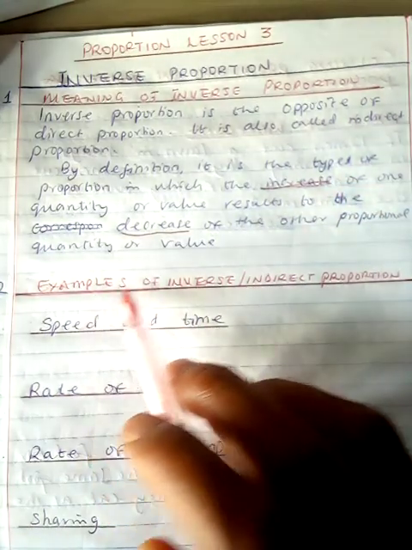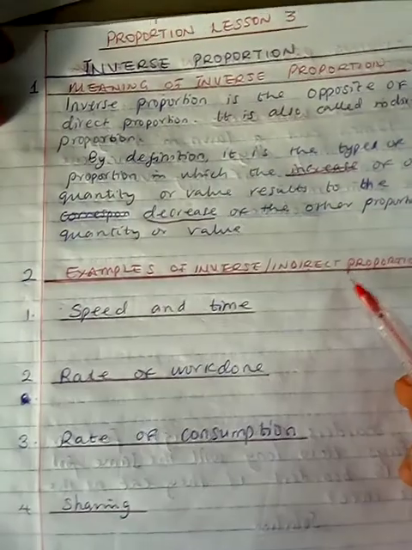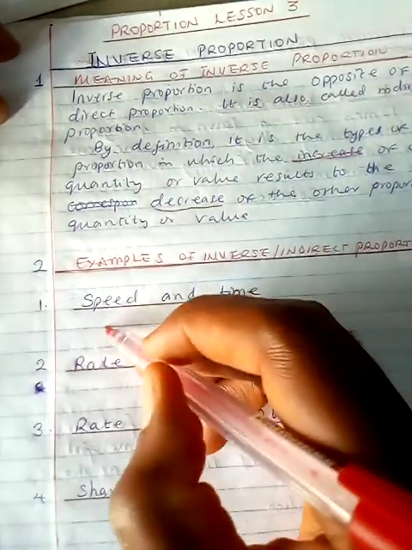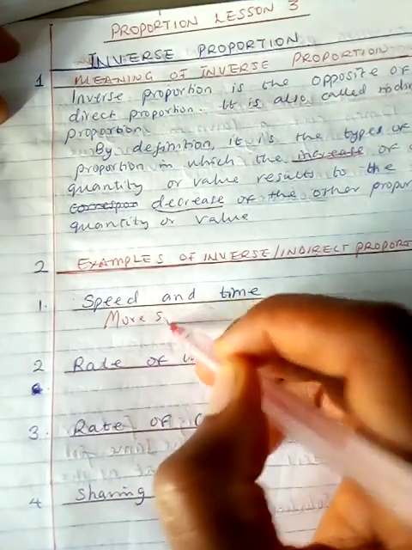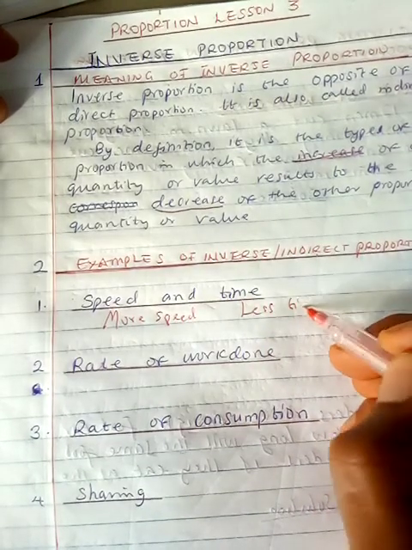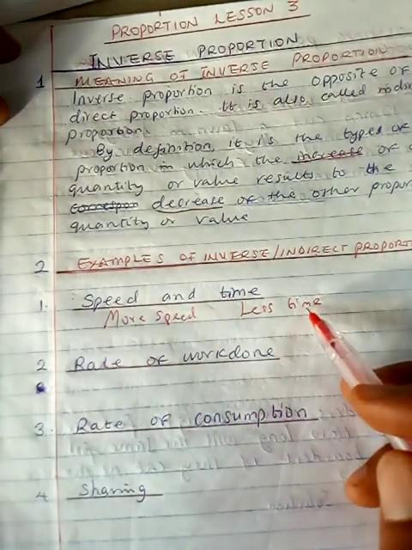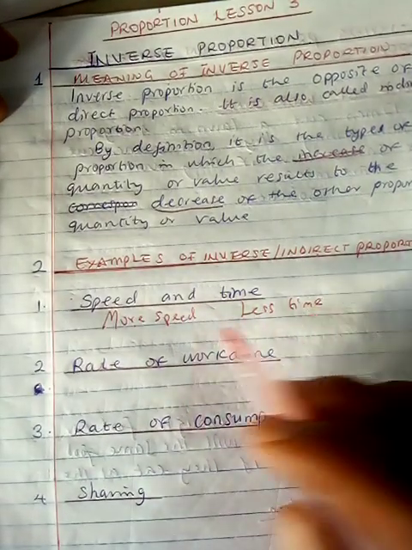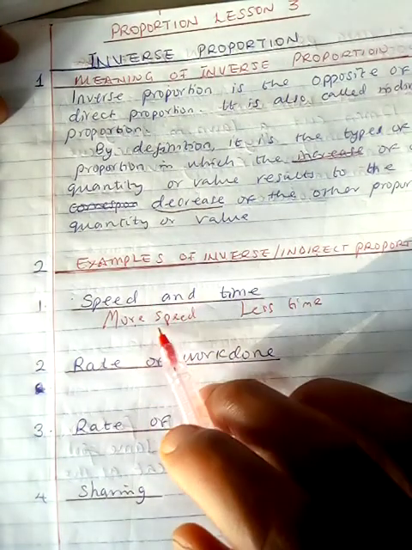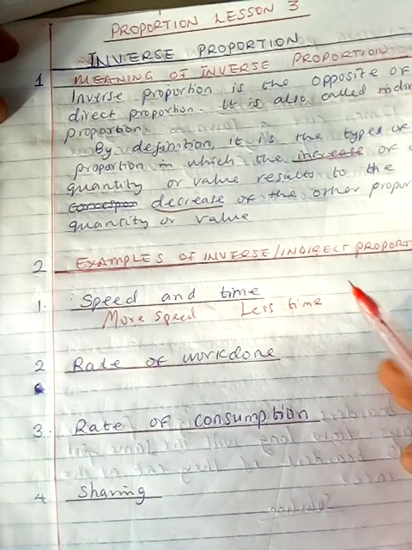Now let us see examples of inverse or indirect proportion in real life. The first example can be seen in speed and time. You know that the more you speed, the less time it takes. So when you speed more, you spend less time reaching your destination. As your speed increases, the time you spend decreases, and when your speed decreases, the time we spend for the journey increases. So that is opposite direction, inverse.